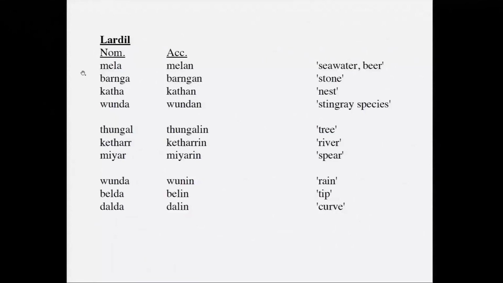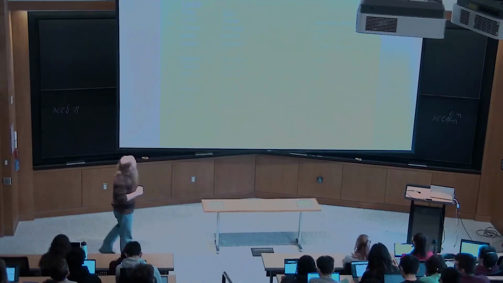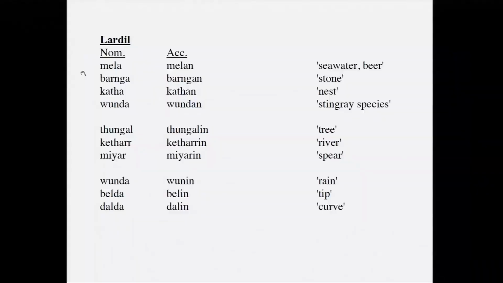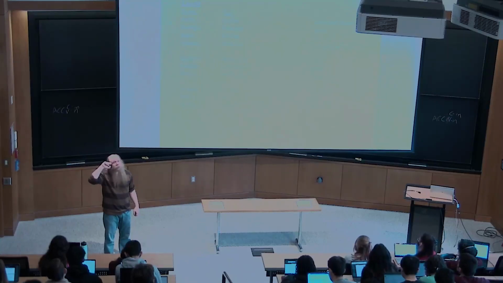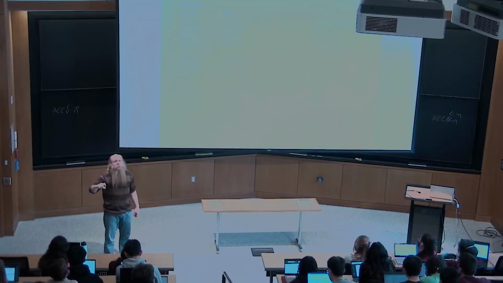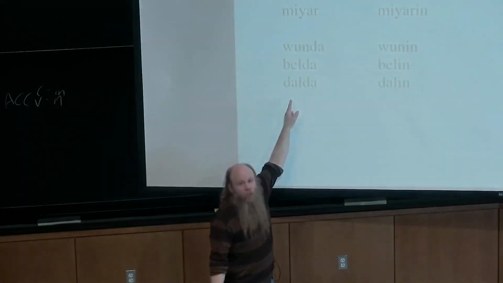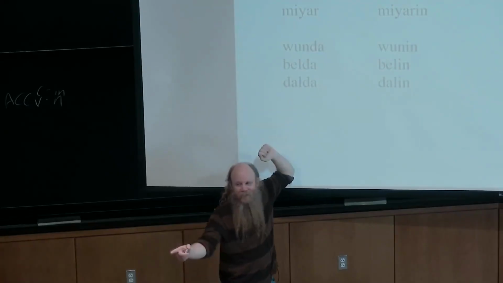Here are some more nouns. So the nouns up here, the nouns you saw before. Here are some more nouns. Rain is wunda, tip is belda, and curve is dalda. And the accusatives are wunin, belin, and dalin. That's unexpected, right, given our theory so far. What do you think is going on? Yes?